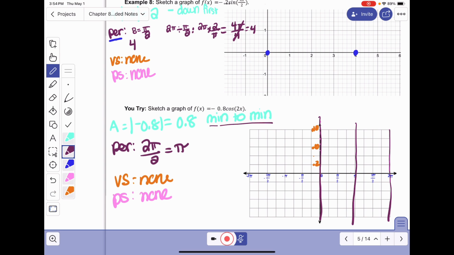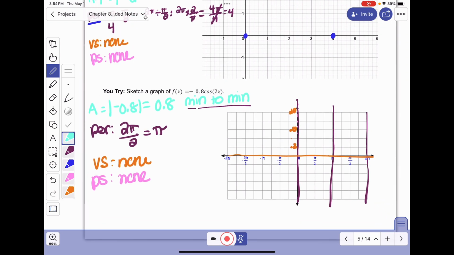Cosine's min to min. Our midline's here. So the minimum is down 0.8 from that line. So 2, 4, 6, 8. We go minimum to minimum. In the middle, that means we go to the maximum. And then in between each of those, we cross. So there's that one. And then it would just keep repeating. So max, and it would be that all over again.